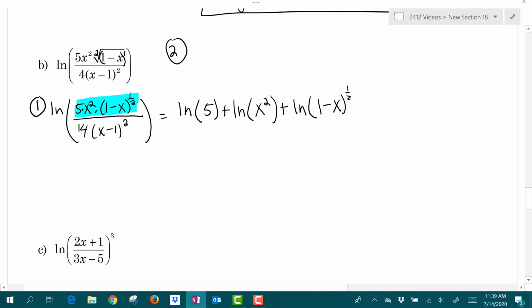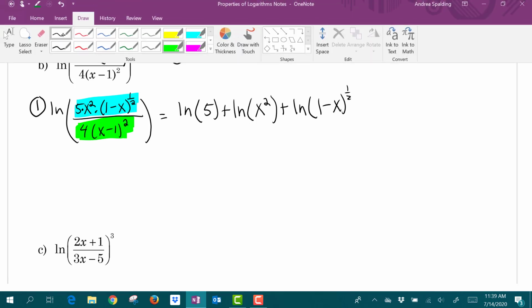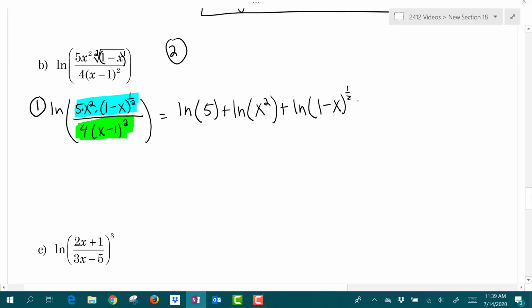Alright, now we'll move down to the bottom of the fraction. Anything that's multiplied together in the bottom of the fraction is going to go into its own separate log, but it's going to go into a log that has a minus sign in front of it. So still ln, but we're going to put a minus sign in front of those logs. So we have 4 times, so 4 is going to go into its own log, and then the (x minus 1) squared is going to go into its own log.